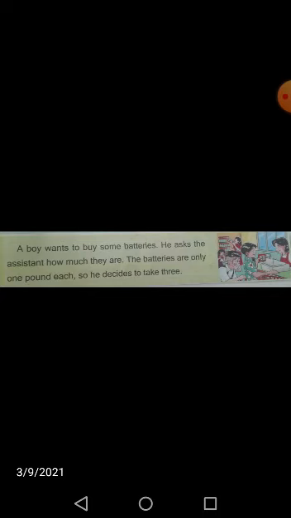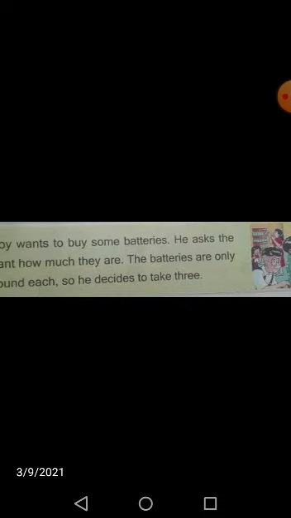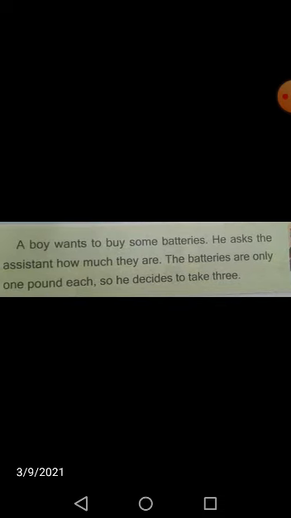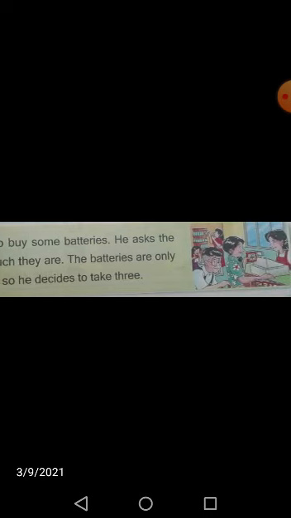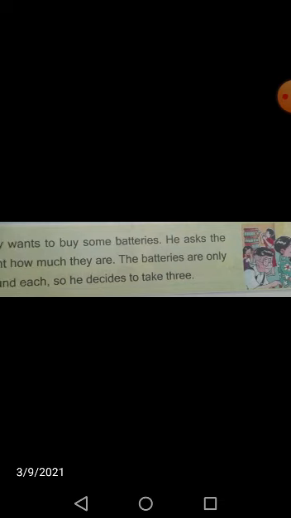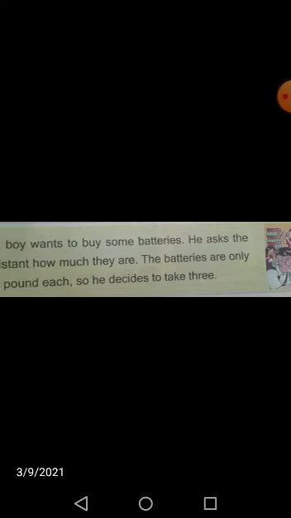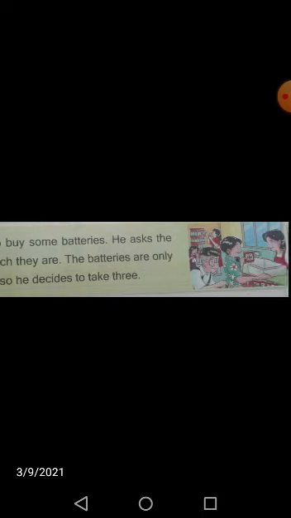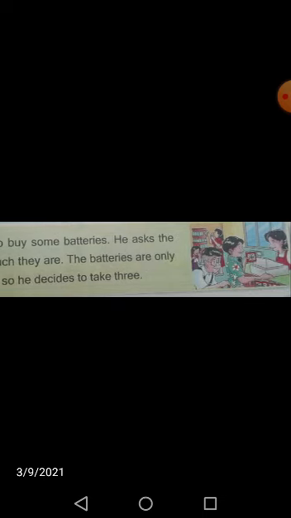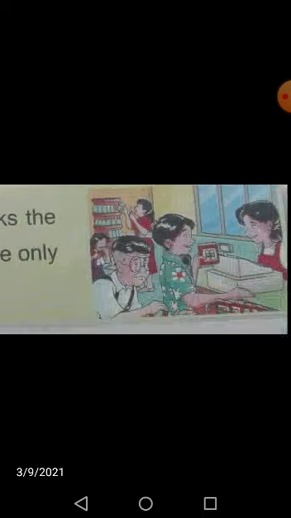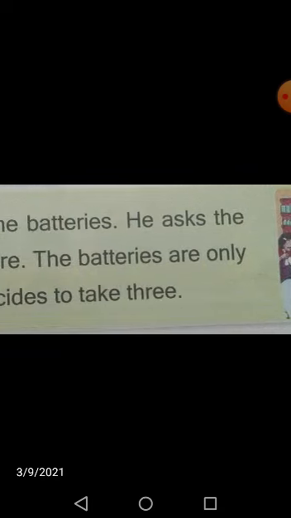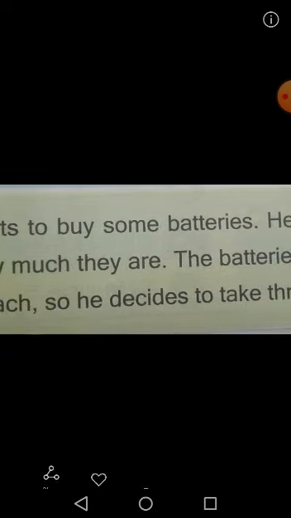Let's talk about the conversation. What is our conversation about? A boy wants to buy batteries. This is a boy. Wants, we took want and wants in first term. He wants to buy some batteries. He asks the assistant. This is the assistant, grade 4, you can see here. He asks how much they are.